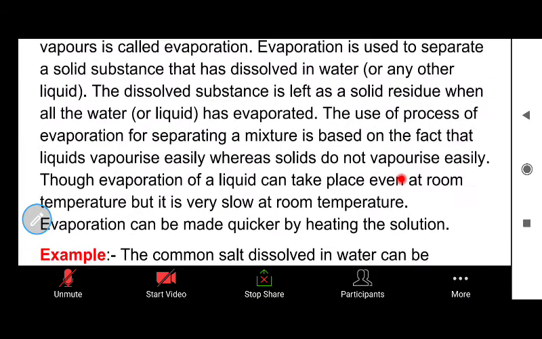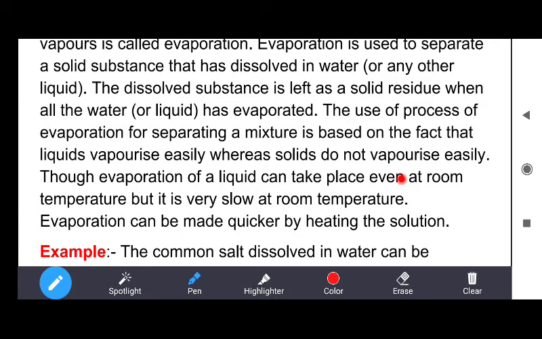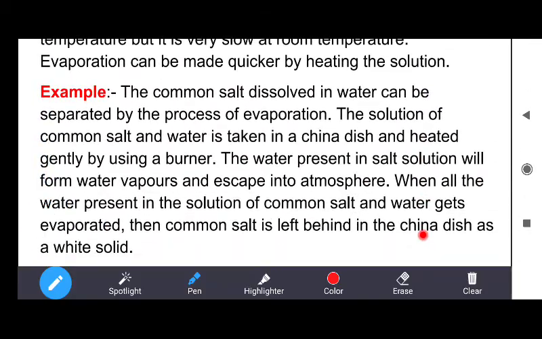The evaporation is very slow at room temperature, but it can be made quicker by heating the solution. As you know, the rate of evaporation increases with increasing temperature. An example of separation by evaporation is that common salt dissolved in water can easily be separated by this process of evaporation.